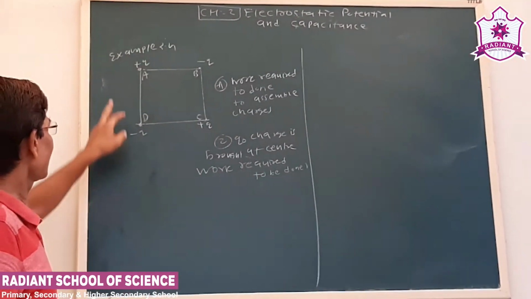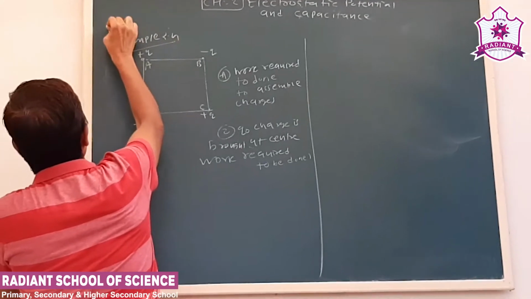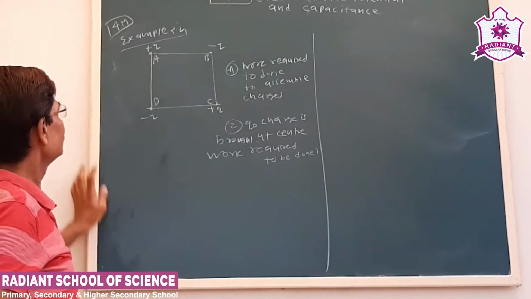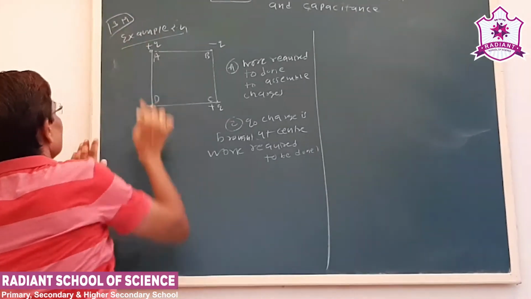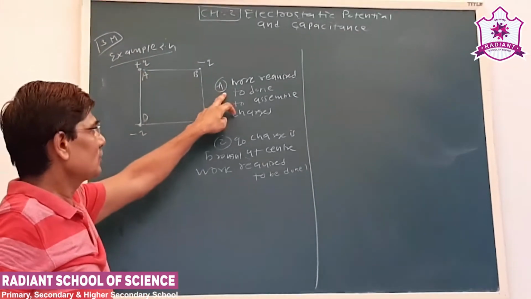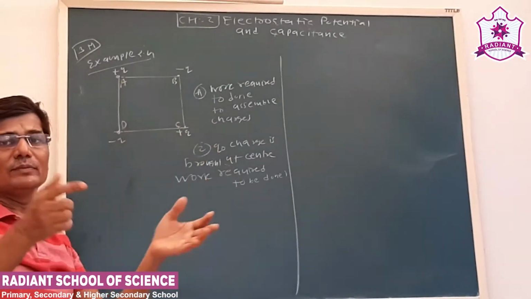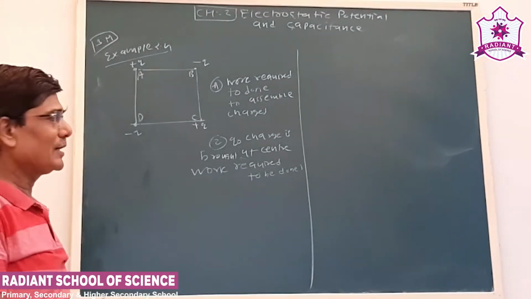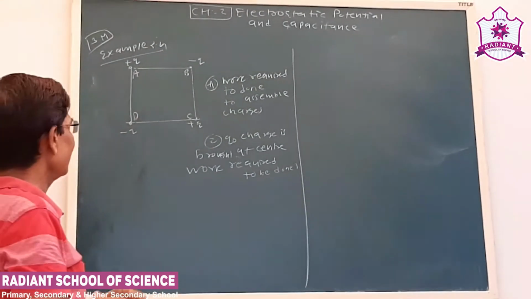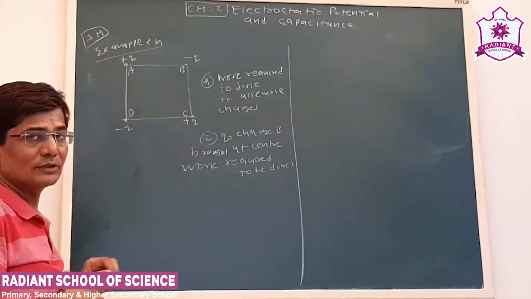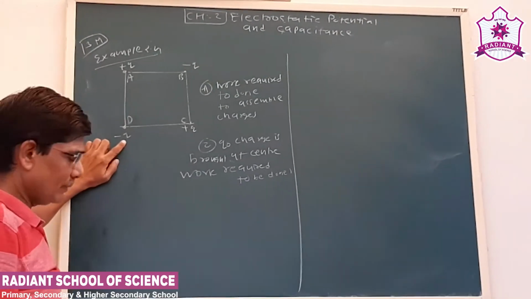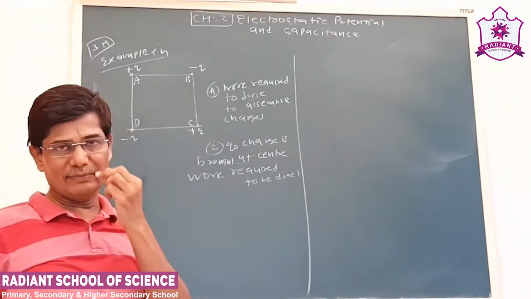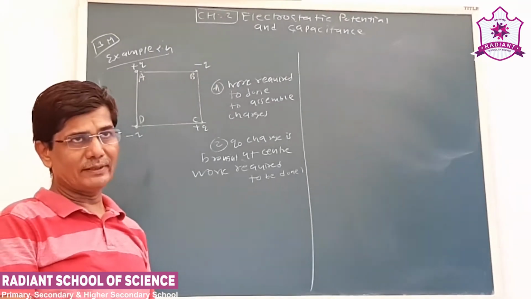Now see example 2.4, very important, it can be asked as a 4-mark question also, or a 3-mark question. First, initially we assume there is no charge on the square, but we have to assemble these charges. Let us say first plus Q charge is brought at A, then minus Q charge at B, then plus Q charge at C, and minus Q charge at D. So we have to calculate the total work done in assembling the charges, or to obtain the system of charges.